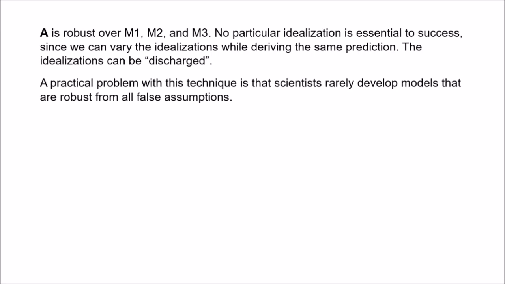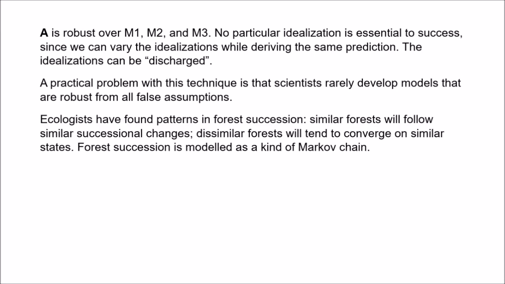To illustrate this, J. Odenbo, in the article True Lies, considers models of ecological succession. Succession occurs when the populations in an ecosystem replace each other over time. Interestingly, there are patterns in successions. If you focus on forests, you'll find that similar forests will undergo similar successional changes, and dissimilar forests will often converge on similar states, so they'll end up following similar successional changes as well. From many different starting points, we end up getting similar processes.